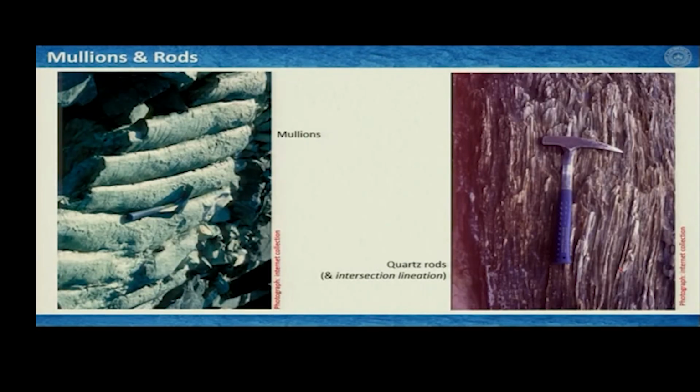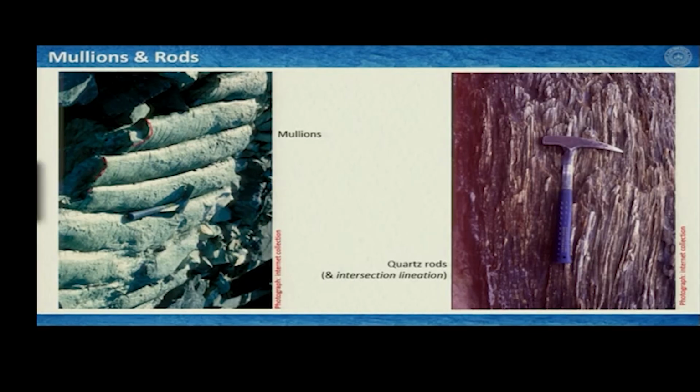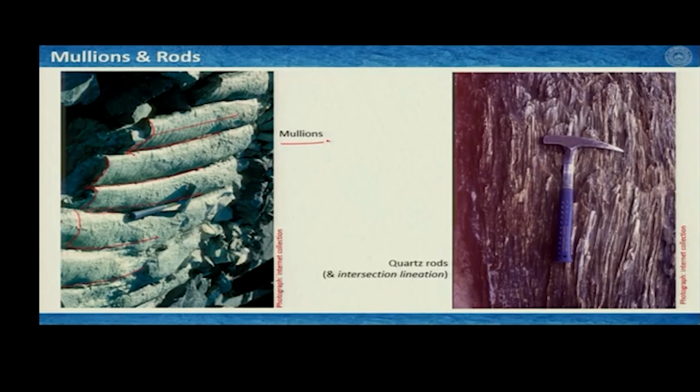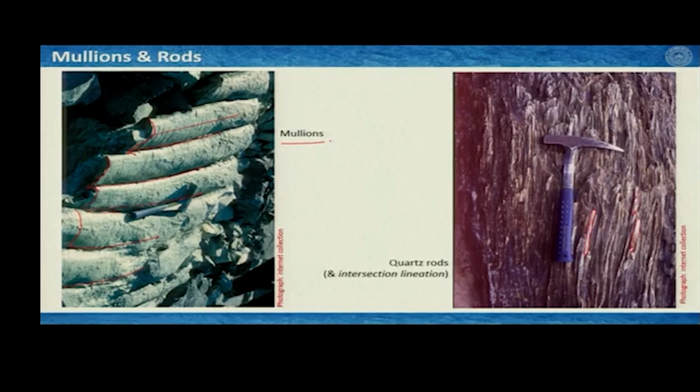So, the mullions look like something like this. You can see that these are lobes, these broad wide hinges, and then we have cusps going on here, this sharp thing, and this in third dimension defines a lineation. These are known as mullions. The quartz rods are something like this, this is how they look in the field. So, these are the segregation of quartz, and you can see very nicely the folds and so on going on here.